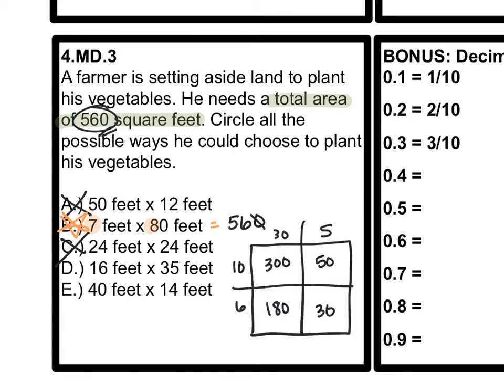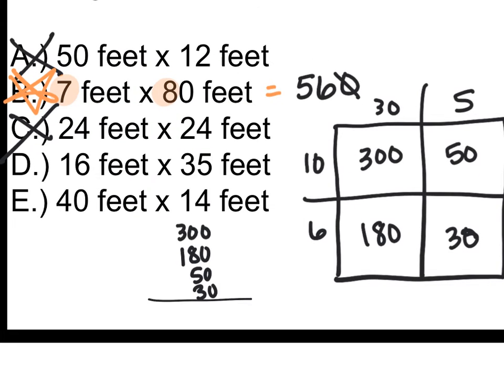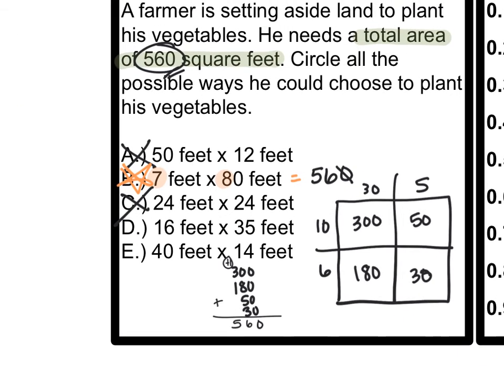So I'm going to take all these numbers. Oops, that looks like 36. There we go. I'm going to take all these numbers and add them up. So I have 300 plus 180 plus 50 plus 30. I'm going to go ahead and zoom in on this so we can see it a little bit clearer. Nothing in my ones column. 8 plus 5 is 13, plus 3 is 16. Put the 6 down, regroup the 1. 3 plus 1 is 4, plus 1 is 5. And that is our magic 560 number, which means D is also a possible solution for the garden.